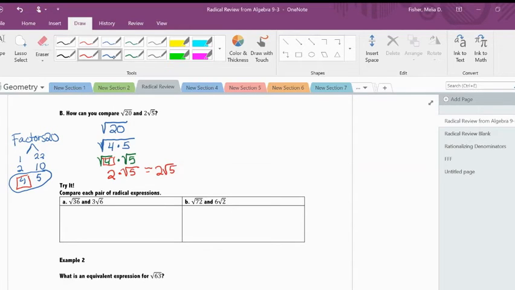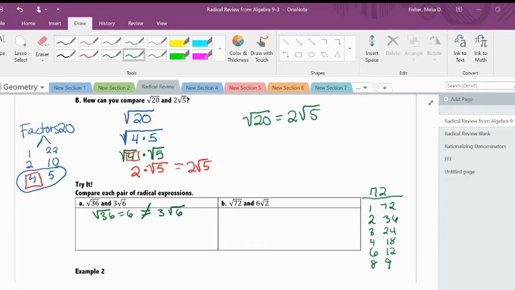So notice when we go back to the beginning and it wanted us to compare these, we actually see that the square root of 20 is equal to 2 square root 5. Go ahead and work through the try it on your own. Pause your video and come back and check when you're done.